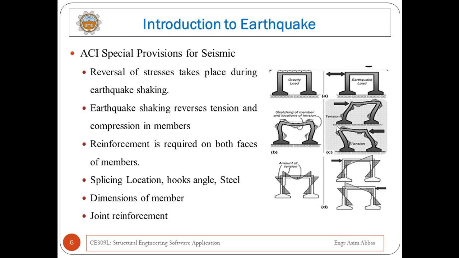And similarly, the design for gravity load will definitely be different than design for earthquake load, right? So in the earthquake load, the reinforcement will be provided on both faces, right? Similarly, the splicing, location, hooks, angle, steel requirement, the grade of steel, and the different dimensions of the member are also very important. Similarly, the joint reinforcement will also be considered while designing for earthquake load, and there is no special provision required for gravity load, like that required for earthquake load.